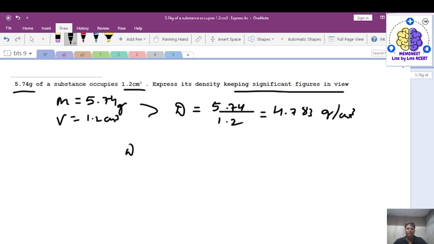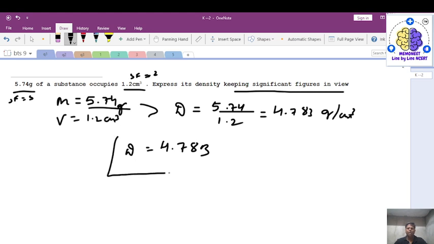So now we have our answer 4.783, right? Here the mass has three significant figures and the volume has two significant figures. When multiplication or division is done, the answer is always written in the least number of significant figures. The least number of significant figures here is 2, so our answer should also be in two significant figures.